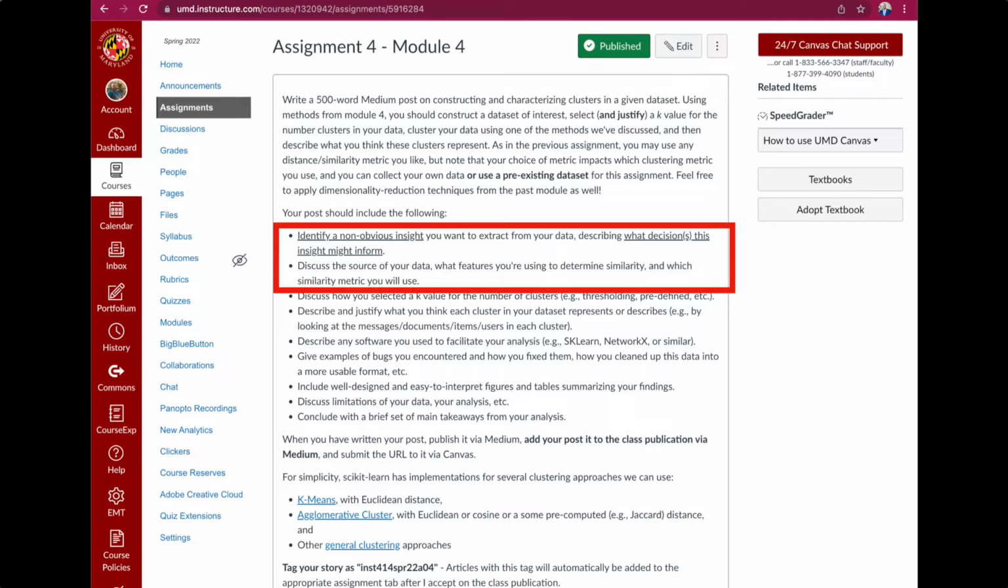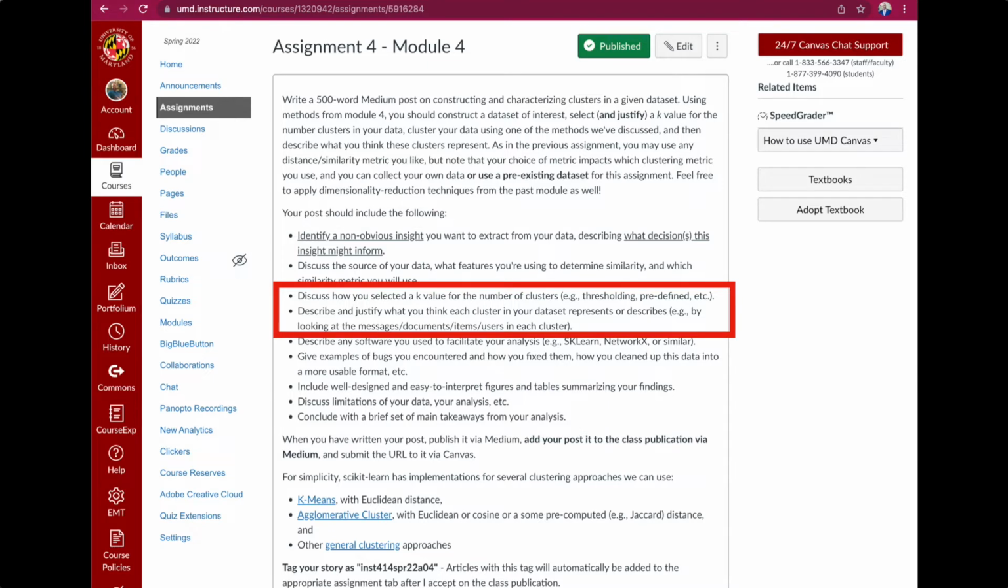And then discuss what features you're going to use to determine similarity, which similarity metric is being used by your clustering approach. So k-means is primarily defined for Euclidean distance, but something like agglomerative clustering could use other distance metrics. So what did you do? Then discuss how you selected your k value. So that's going to be the crucial point. You need to say what your k value is and how you came to that conclusion.